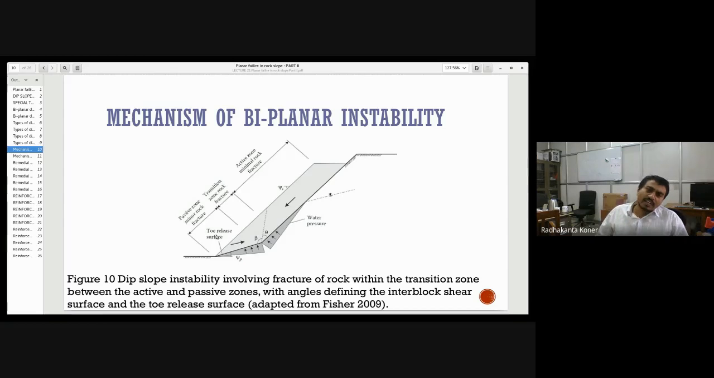This kind of thing gets accelerated due to the development of water pressure. If the water table is intersecting this kind of plane, we have already told you that we are assuming flow through the rock is negligible, so we are only assuming flow through the weakness plane. Weakness planes have different geometry. Based on that, they have developed the triangular force diagram of the water pressure, and that pressure will exert force in this direction and finally accelerate the slope towards failure.